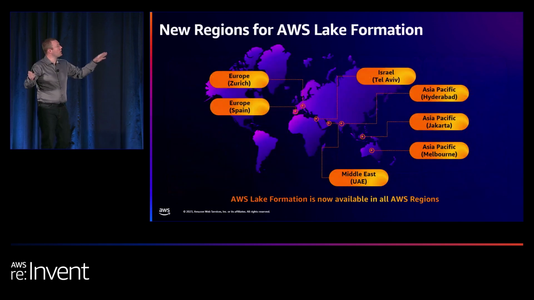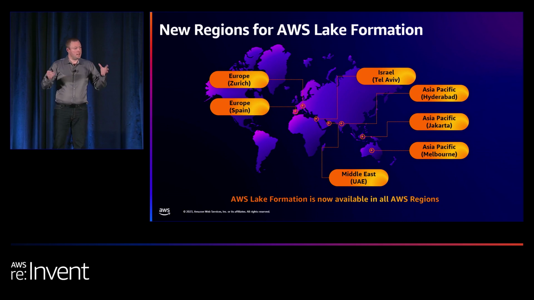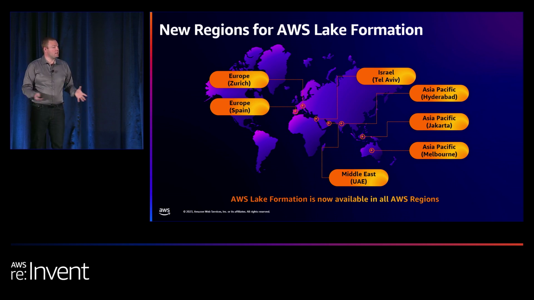Before we dive into all of that, though, I realize that data is incredibly important, data and all the policies that go with it. So I'm very happy to say that over the past year, we've added Lake Formation and the Glue Data Catalog to the 7 regions that you see on the screen right now. And that means that both Lake Formation and the Glue Data Catalog are available in all the existing AWS regions that exist today.